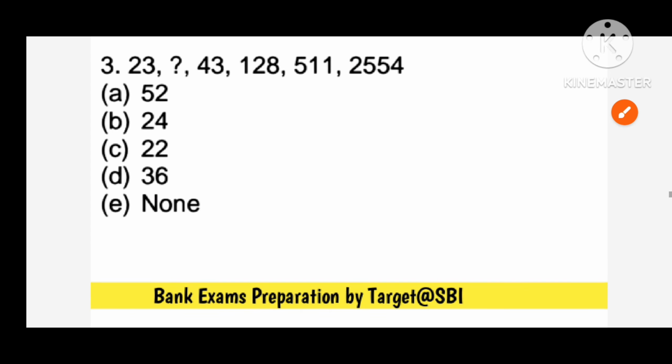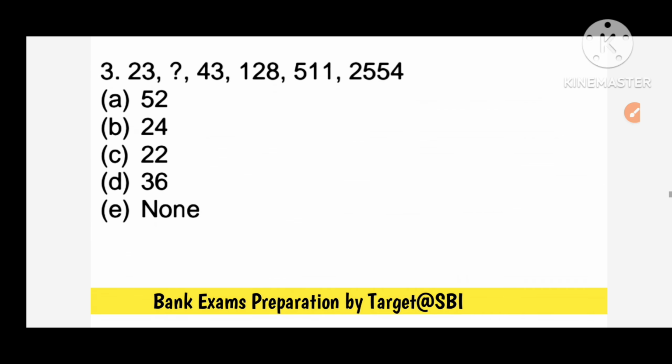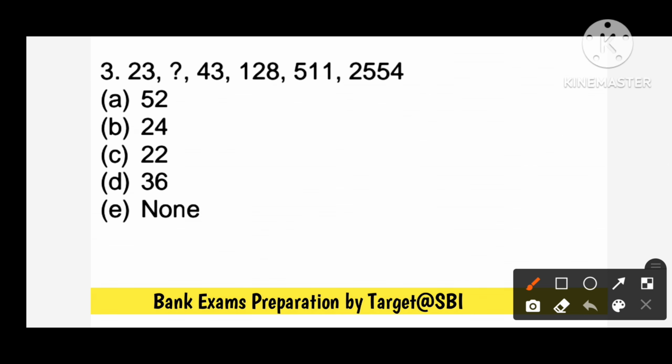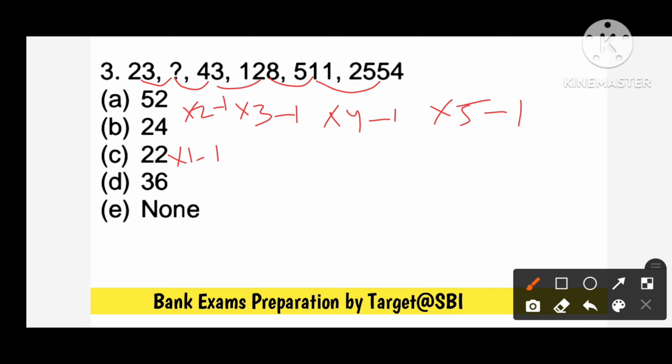Next, question number 3. In question number 3, here it looks like into 3 times minus 1. This is 12 becomes 51, means into 4 times minus 1. Okay. Next, it must be into 5 times minus 1. Okay, clear. So it must be into 2 minus 1, into 1 minus 1. So 23 minus 1, 22. So option C is the answer.